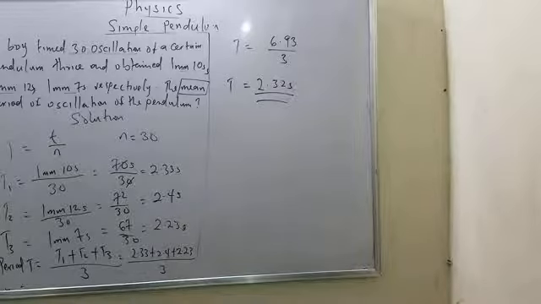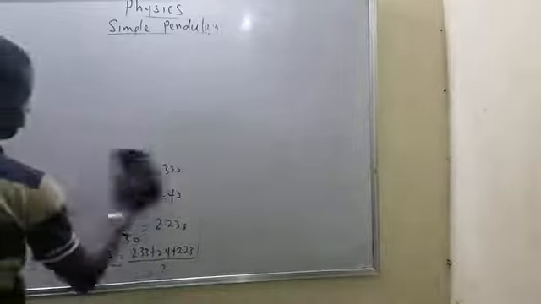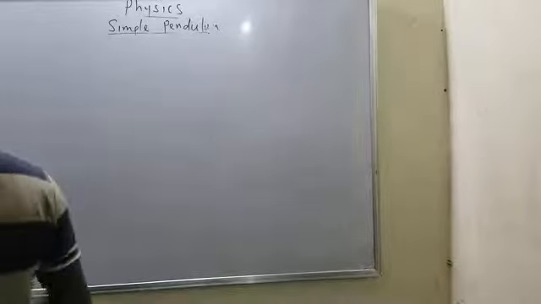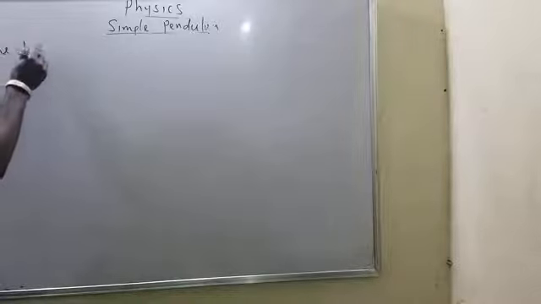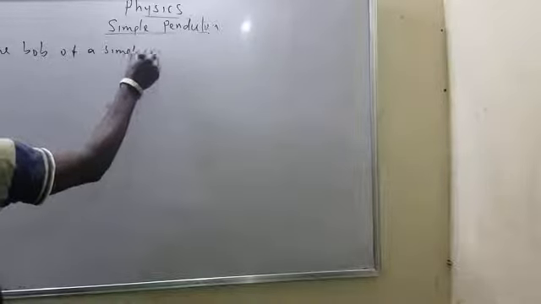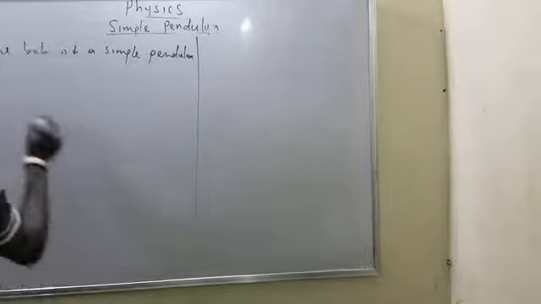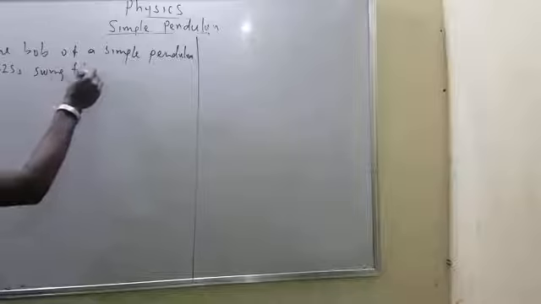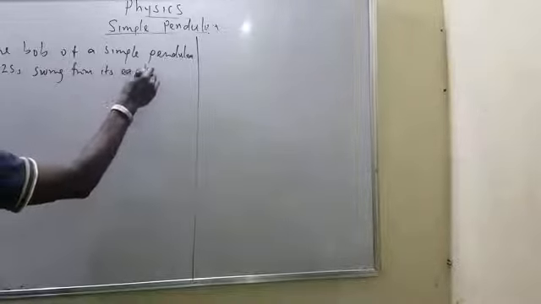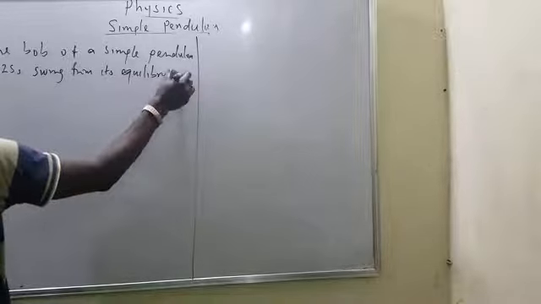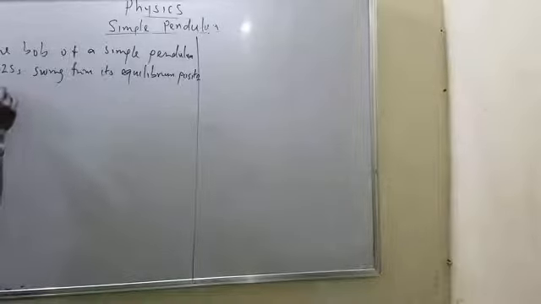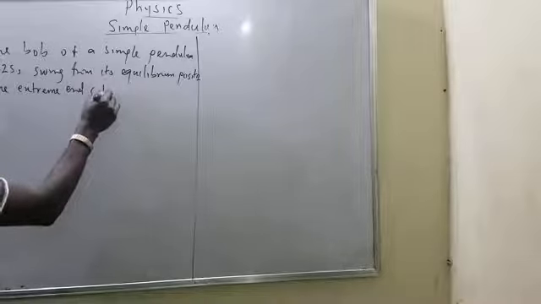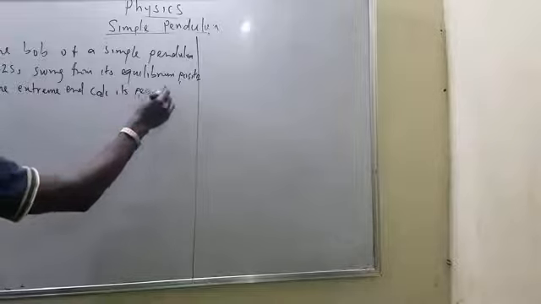Okay, let me show one or more examples before I go to the next one. I have this question also. Of a simple pendulum of 0.25 seconds swing from its equilibrium position. This is position 1, the string end. Calculate its period.